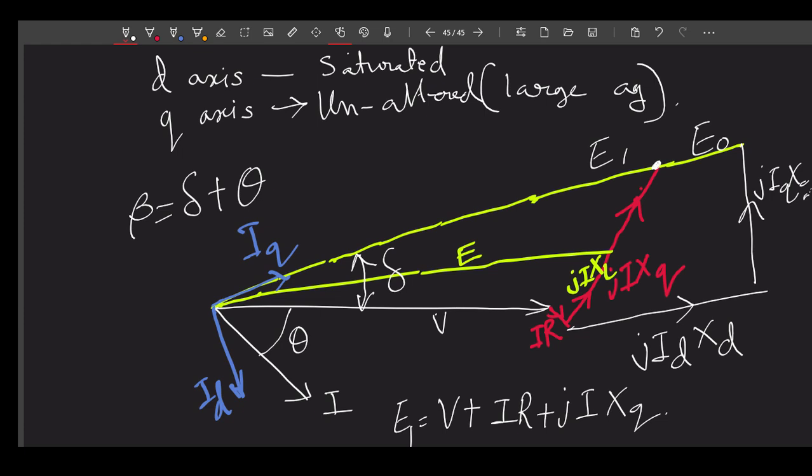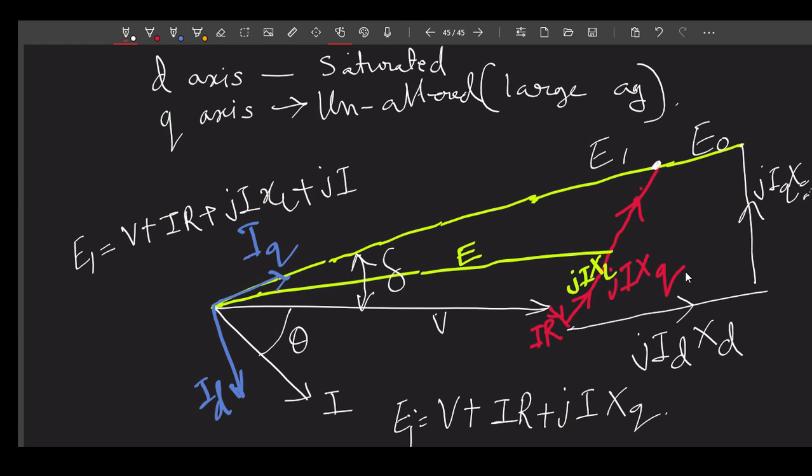Now this phasor E1 actually determines what? If we further write it, what happened? If we write it here, we can see that E1 is equal to V plus IR plus jIXL plus jIXAQ. So this much we can write.